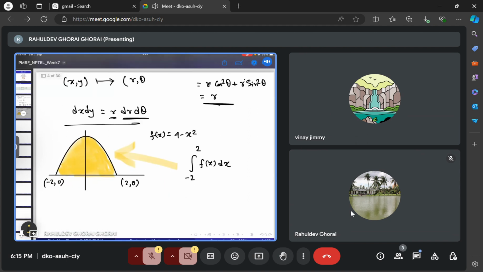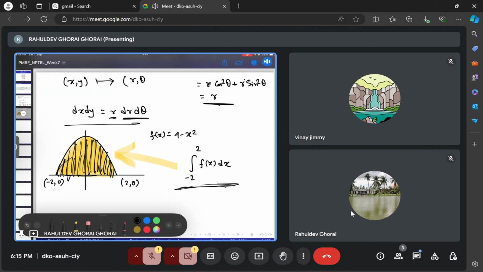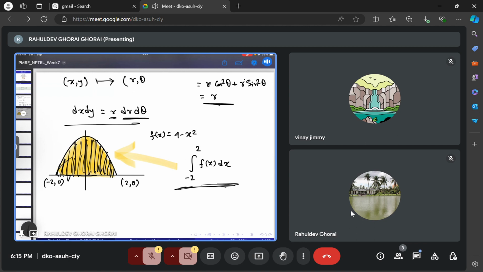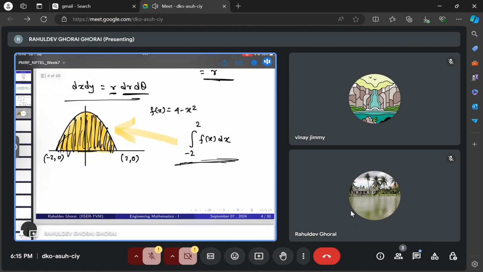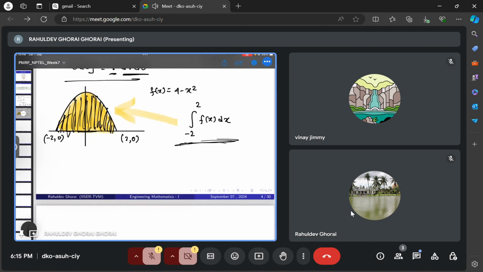So what we do here is take infinitely many lines, and by this integration we just add infinitely many vertical lines, from here to here, under this function. So minus 2 to 2 we do. But this area can also be found using double integration.